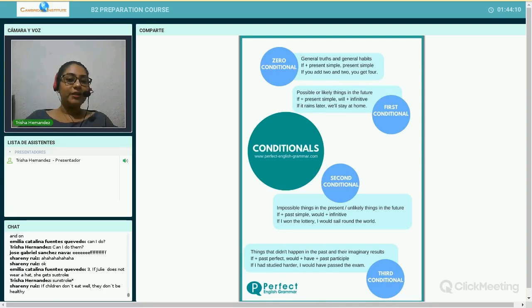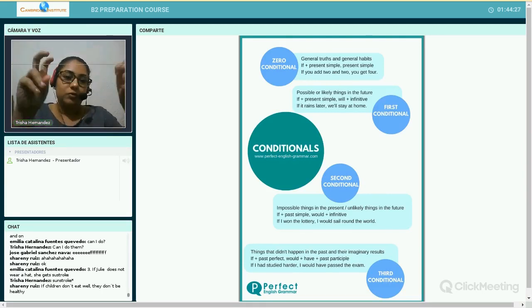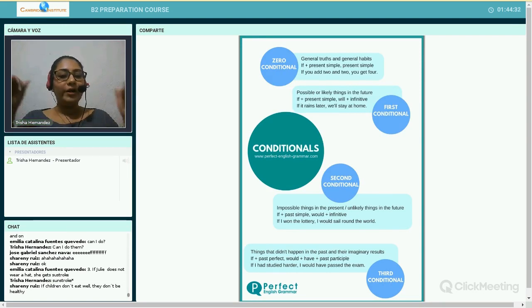The first conditional is something that is possible or likely, things in the relative future. If plus present simple, comma, will and infinitive. This could be like a future simple. If it rains later, we'll stay at home. If children don't eat well, this is your example, right? From the other exercise. Okay?